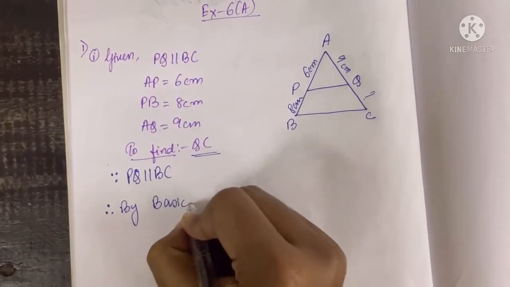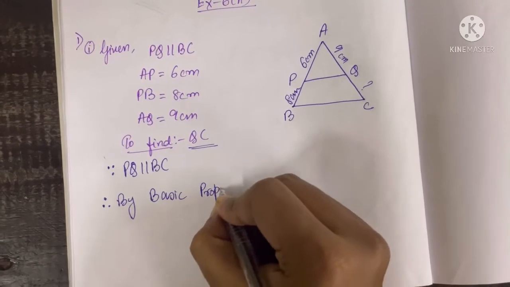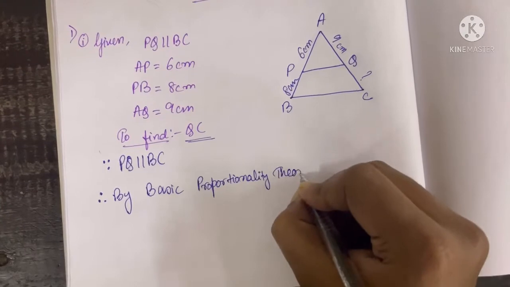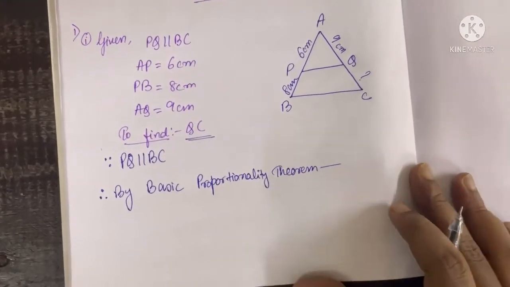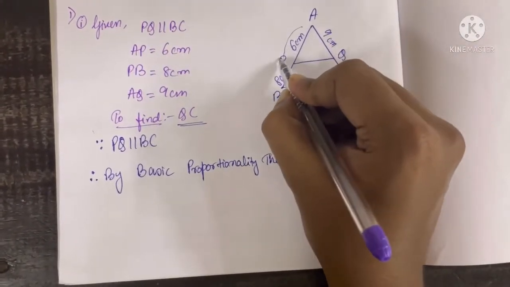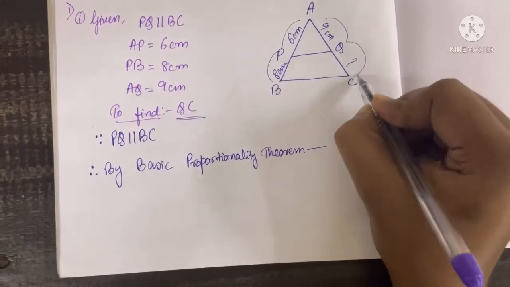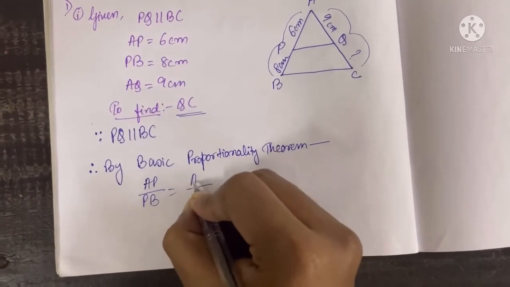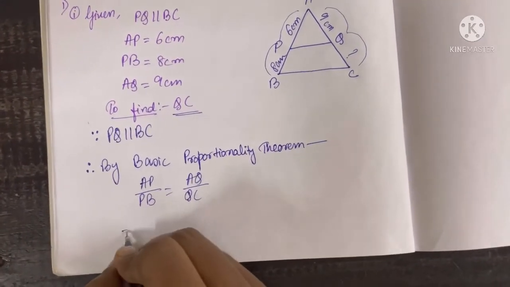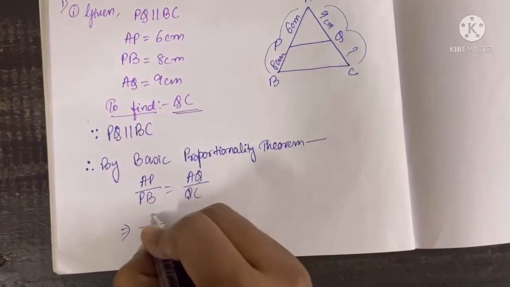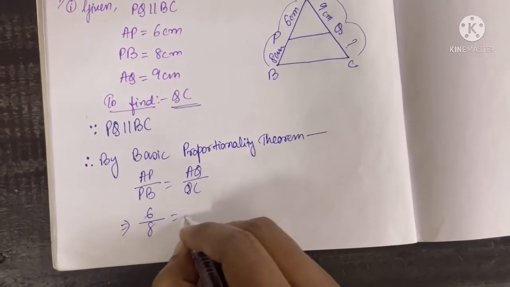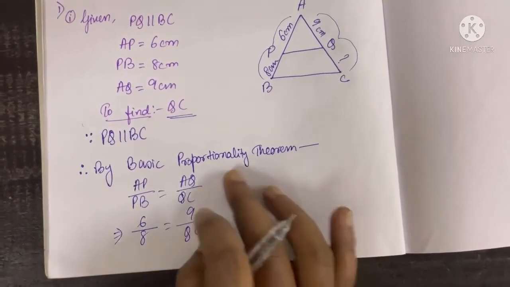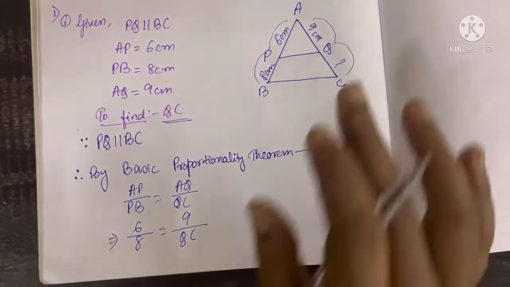basic proportionality theorem, we will have that AP by PB is equal to AQ by QC. We know the value of AP, which is 6 cm, PB is 8 cm, AQ is 9 cm. We just need to find QC. So by simple linear equation solving, we can find the value of QC. So how do we do it?